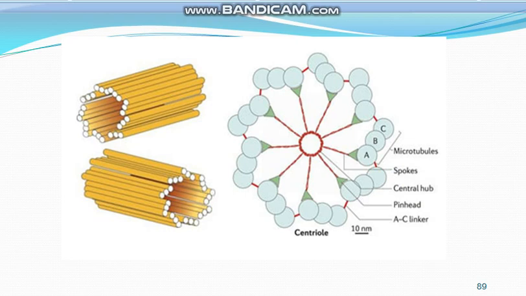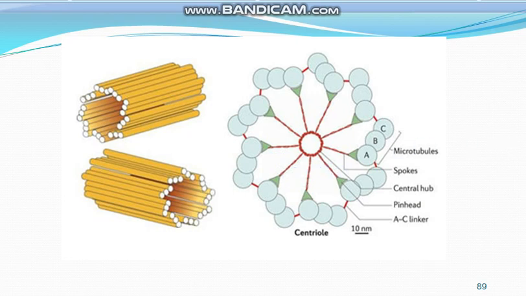So the center of the centriole is occupied by the proteinaceous hub. And each triplet is connected to this proteinaceous hub by the radial proteinaceous strands. So these are the proteinaceous strands which connect the central proteinaceous hub with the triplets, and these are known as the spokes. So this is one spoke, this is second, this is third, 4, 5, 6, 7, 8, 9. So these are known as the spokes.